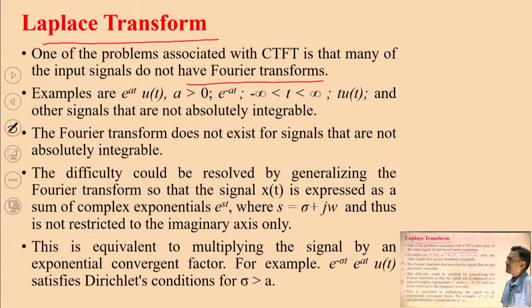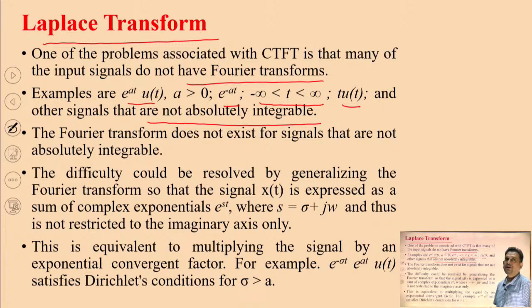So if our signal is not absolutely integrable, or you can say the signal is not converging, then in that case we will not be able to take the Fourier transform. Examples are e to the power at u(t), e to the power minus at when t is from minus infinity to infinity, or t u(t). These are signals that are not absolutely integrable, so we cannot take the continuous time Fourier transform for these signals.